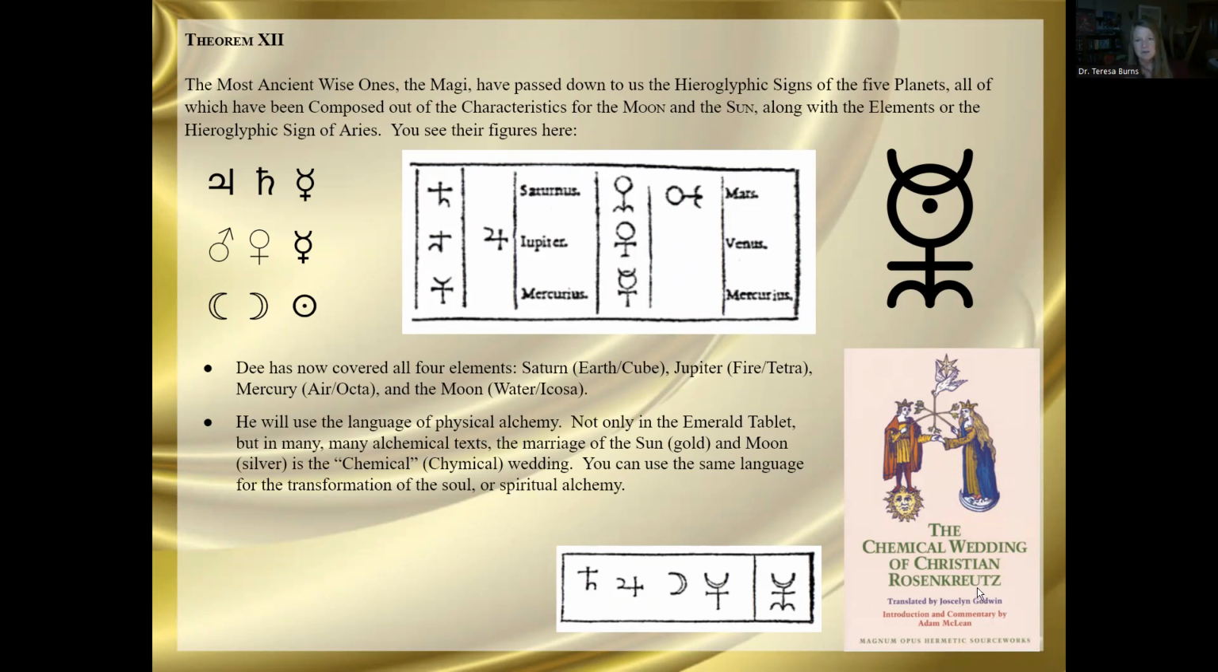But it's not only in the Chemical Wedding of Christian Rosenkreutz. I mean, there are others going back a couple hundred years before Dee, 100 years before. You have like the Aurora Consurgens, and there are many, many others. So the chemical wedding of sun and moon is a mainstay of physical alchemy. And you can use the same language in talking about transformation of the soul, or spiritual alchemy.